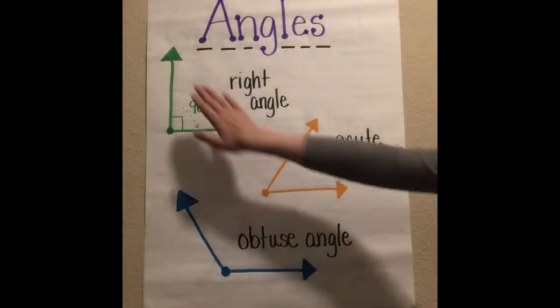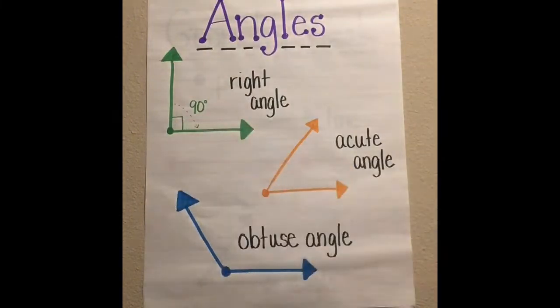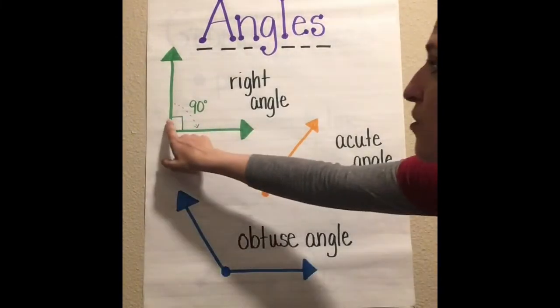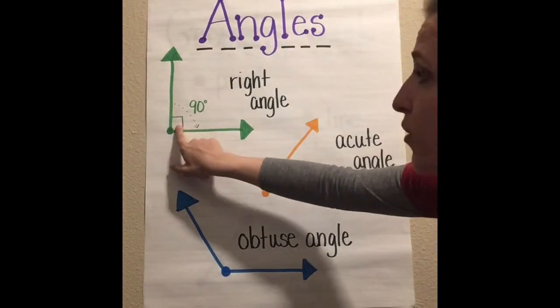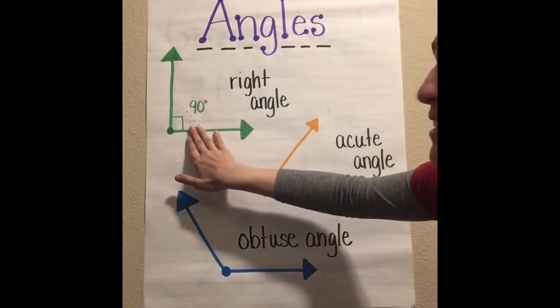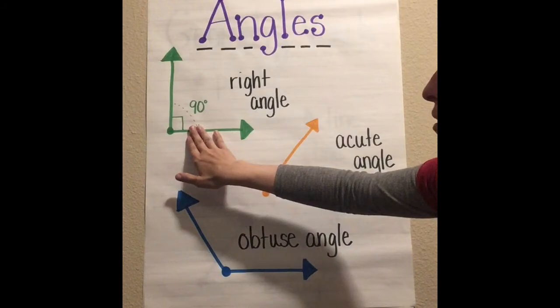So, first off, in green, you have what's called a right angle. It is a perfect corner. A lot of times you'll see a little square here, which means a perfect corner, and it's also 90 degrees. That's called a right angle.